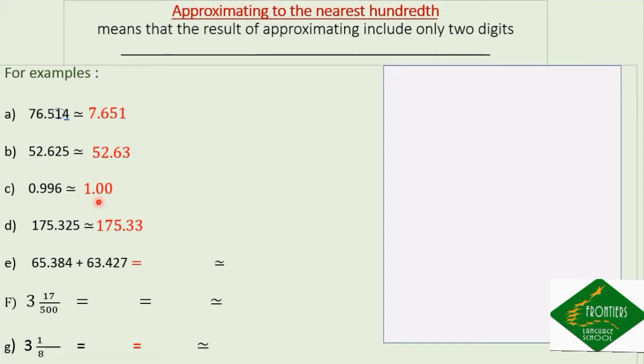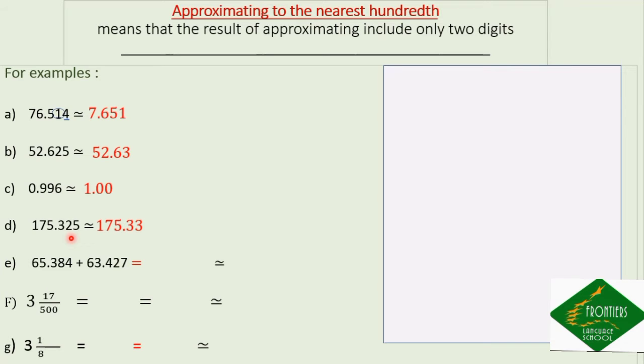Letter D, 175.325. Underline 5 and circle 2 and ask myself if 5 is poor or rich. It will be rich, so it will give 1 to number 2. So the answer will be 175.33.